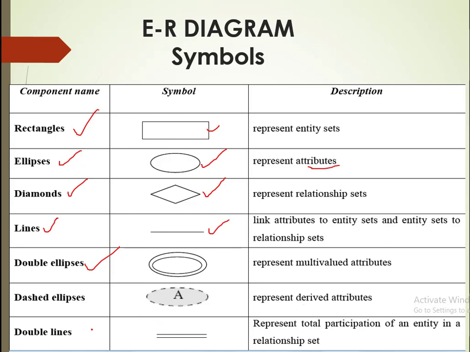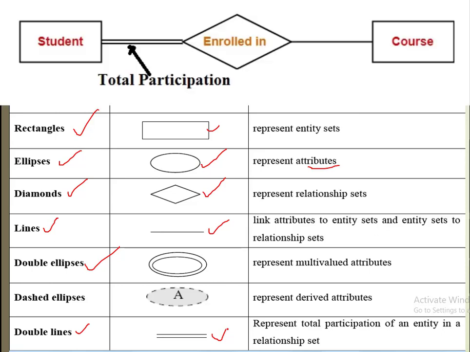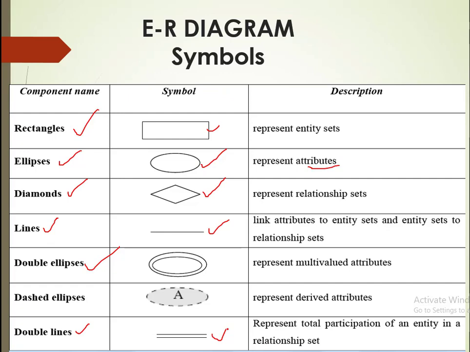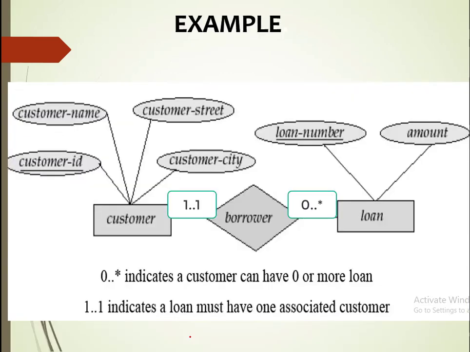Then we have the double lines, which are used to represent total participation. If we have an entity that participates totally within a given relationship set, for example, that every student must be supervised, that kind of participation is a total participation. So we represent it using a double line.